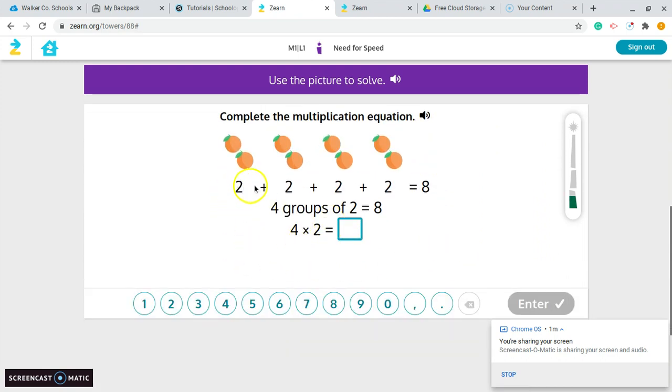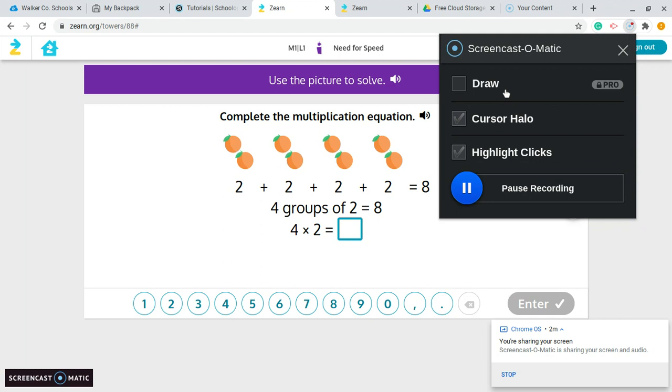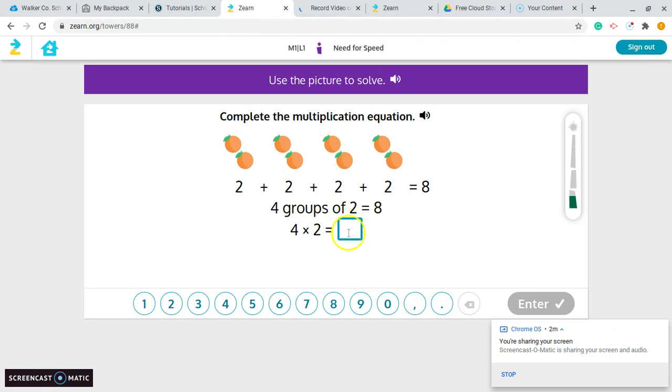So, 2 plus 2 plus 2 plus 2 is the same thing as saying 4 groups of 2. You can think of this groups of as being the multiplication symbol. So 4 times 2, or 4 groups of 2, equals 8. We will go more into that during your lesson. I just want to show you what happens when you go to Zearn.